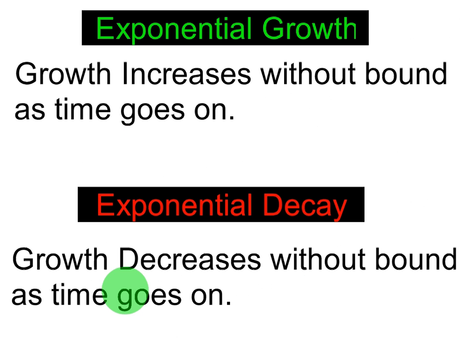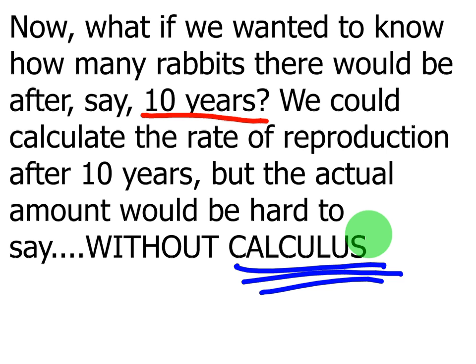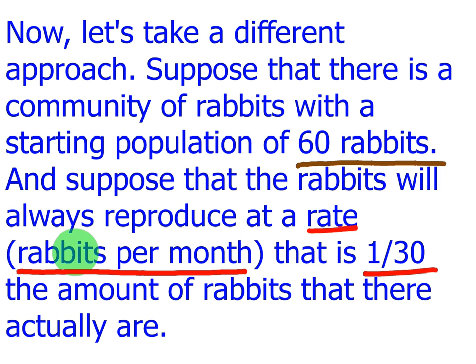So that's it for explaining exponential growth in terms of rabbits reproducing at a rate of 1/30th of the current population. If you have any other questions about this, let me know.